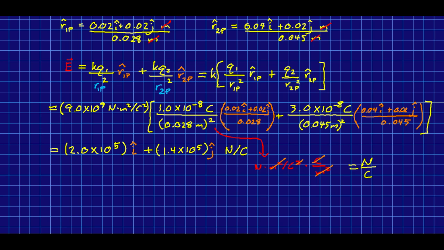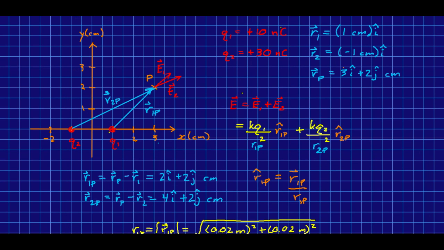Notice how big this is. We've got an answer that's of order 10 to the 5 newtons per coulomb. But just think about this. These charges are of order 10 nanocoulombs, which is what we saw before is a reasonable charge for, say, charging up a ping pong ball using plastic rod that we've rubbed or something like that. So these are very modest charges, and we're looking a few centimeters away from them.